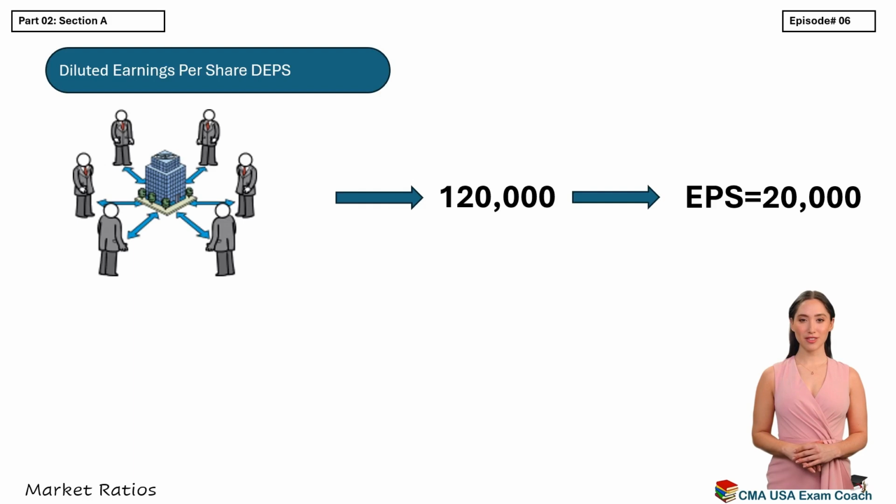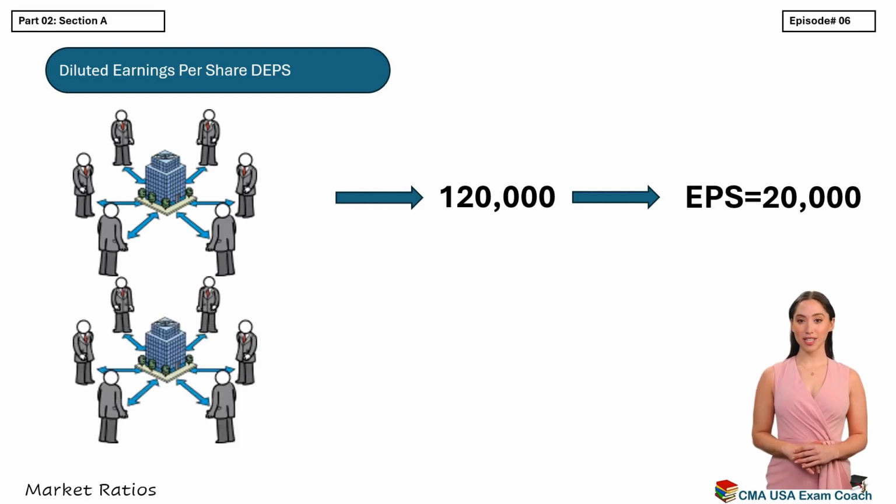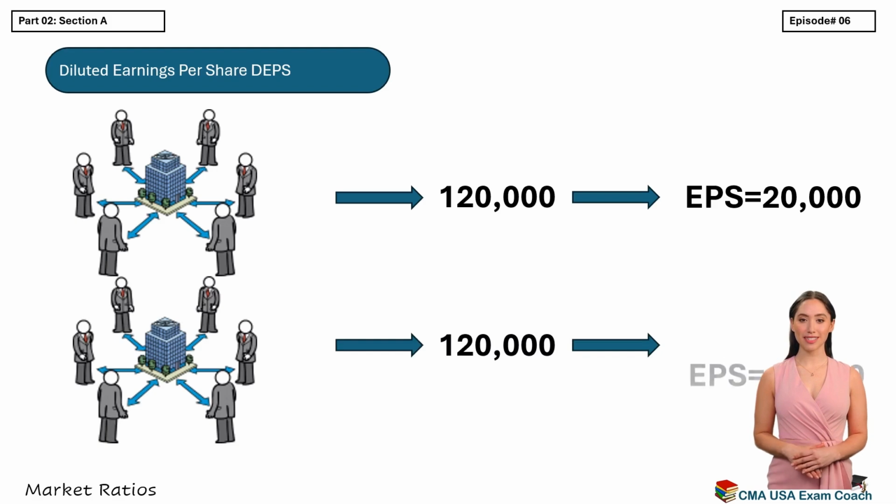Now, let's say the number of shareholders increases to 12. But the net income stays the same, still 120,000. Now, EPS becomes 120,000 divided by 12, which gives us 10,000 per shareholder. So what just happened? The earnings per share got reduced from 20,000 to 10,000.